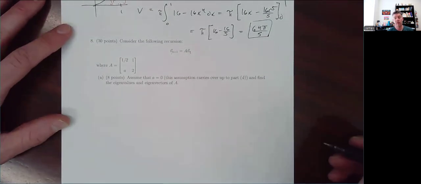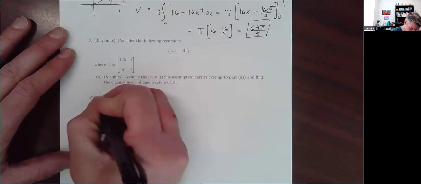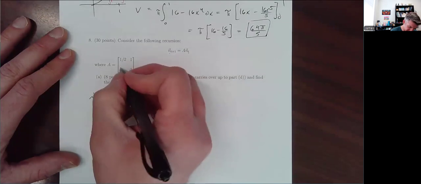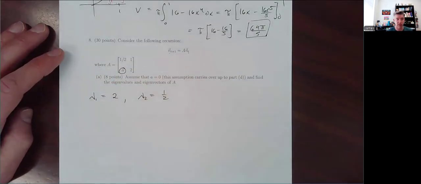Okay. For the eigenvalues, we should do 0 work. The first eigenvalue is 2. The second eigenvalue is 1/2. If you have a 0 here, your eigenvalues are always just the diagonal entries.